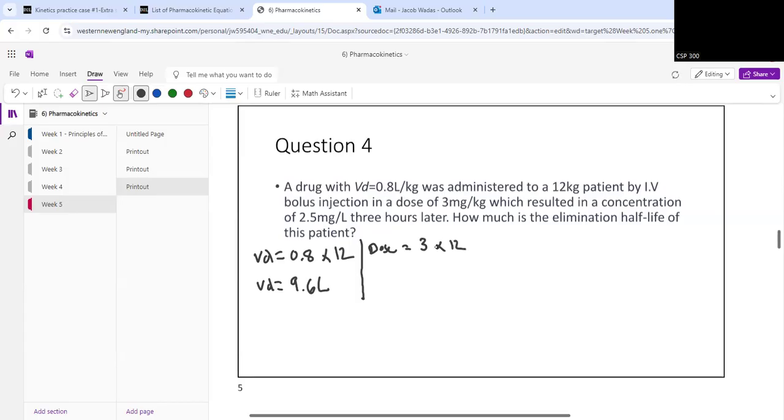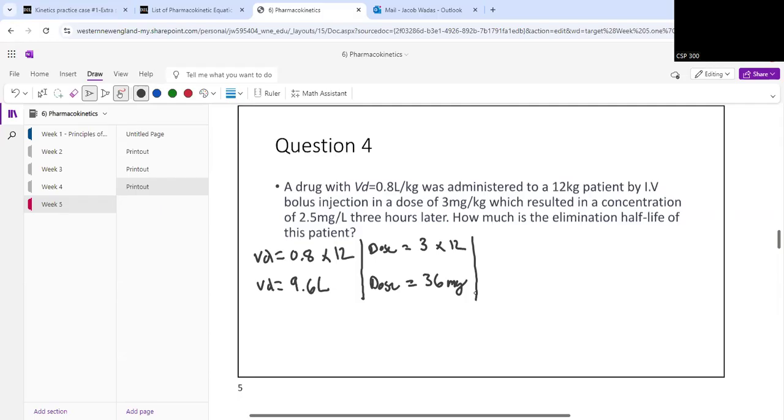Three times 12. And what do we get? 36 milligrams, very good. All right, so now, what do we have to solve in order to be able to find half-life? What do you have to find? Okay, yes, K.